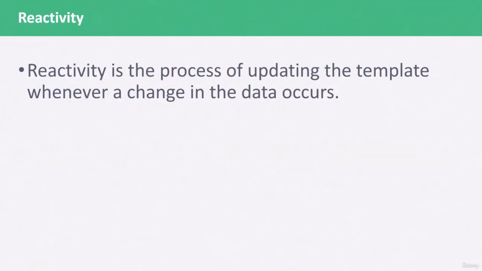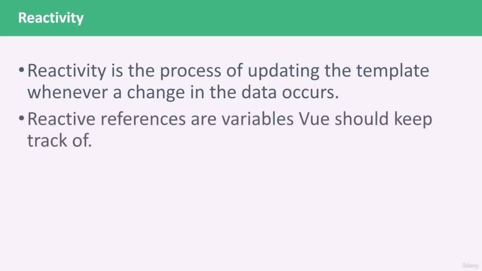We learned about reactivity in the second section of this course. Let me recap what reactivity is. Reactivity is the process of updating the template whenever a change occurs in the data. The properties in the data object are reactive. Vue will take the time to make your data reactive when the component is initialized. You didn't have to perform this part of the process yourself. Things are different with the Composition API. We're the ones responsible for telling Vue which variables in the setup function should be reactive.